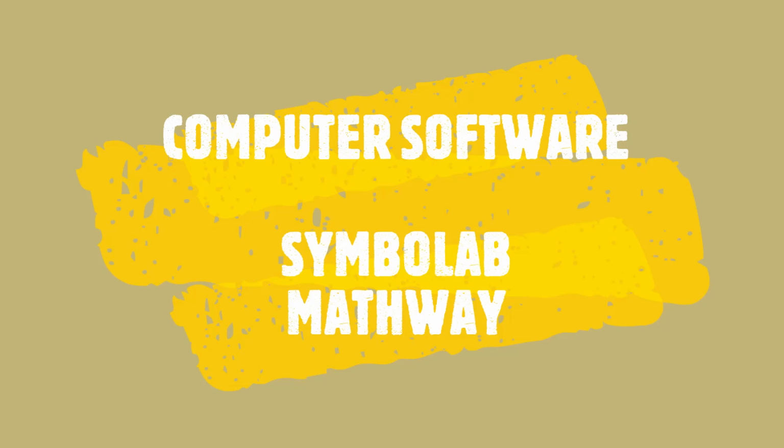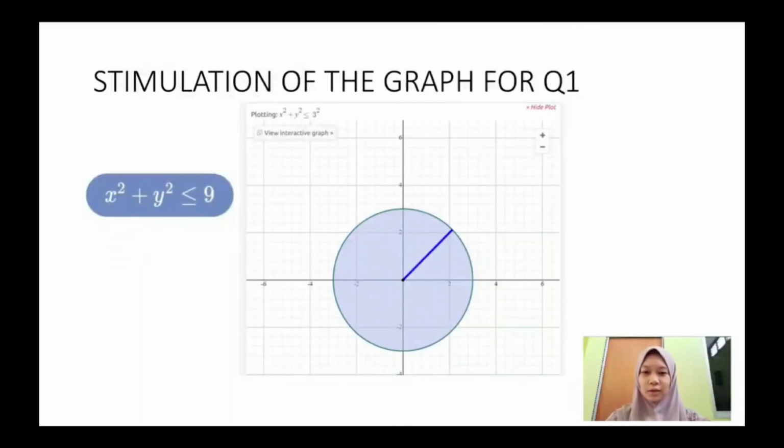78.7703. This is the graph for the equation x squared plus y squared less than or equal to 9. The x-axis shows that x has the values of positive 3 and negative 3, and the y-axis has the values of positive 3 and negative 3.